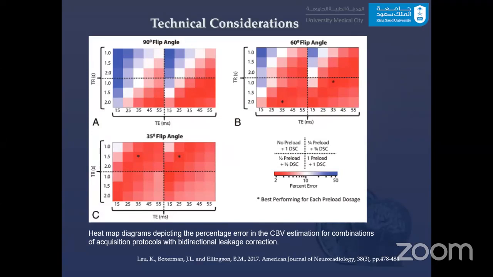Again, in this study, they also looked at the effect of flip angle, repetition time, and echo time. After studying a number of cases, they found the best performing preload dosage. For example, if you use a flip angle of 35, those stars are showing the optimal TR and TEs to be used with each type of preload.